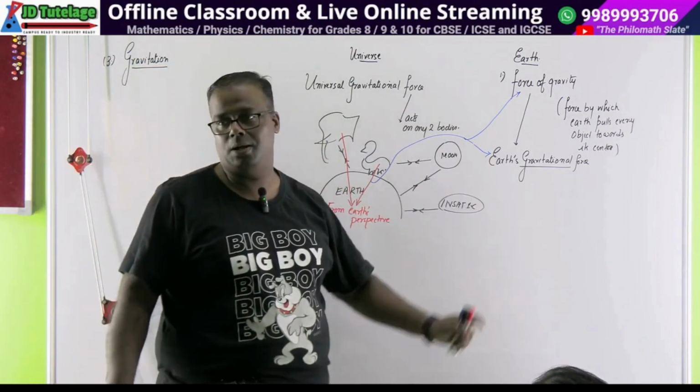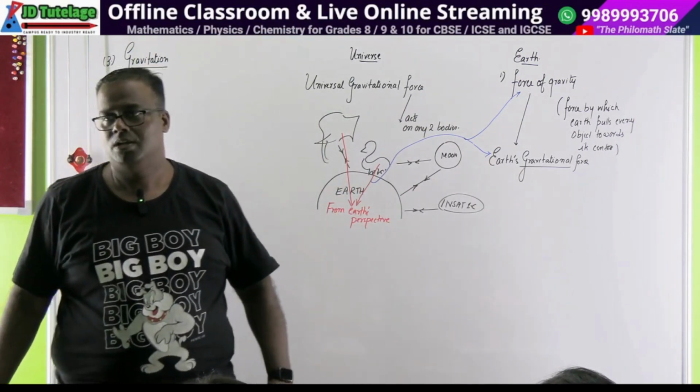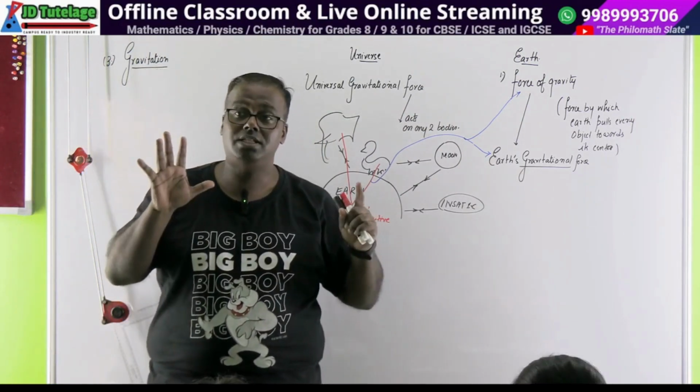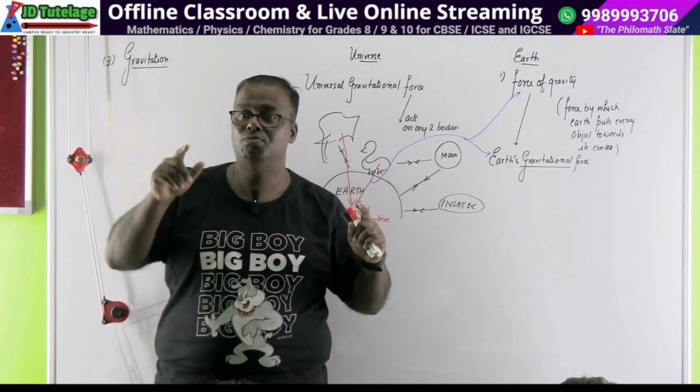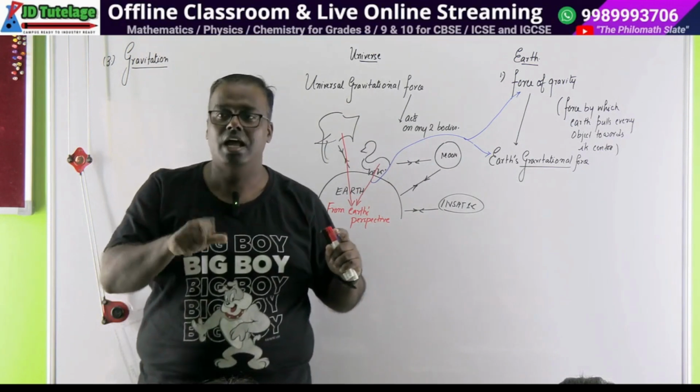Even the moon is a part of Earth's gravity. Yeah, moon. That's the Earth's gravitational force. There's a moon's gravitational force also. If the moon's gravitational force was not there, there would be no high tide and low tide.